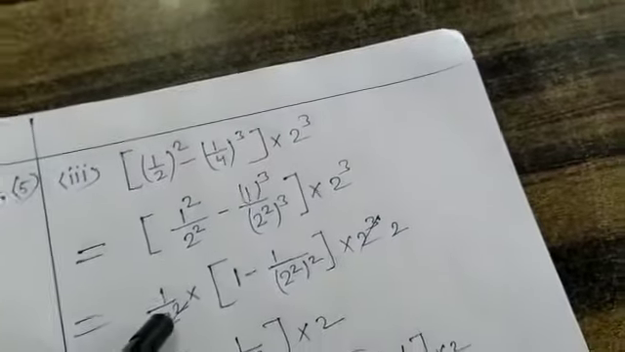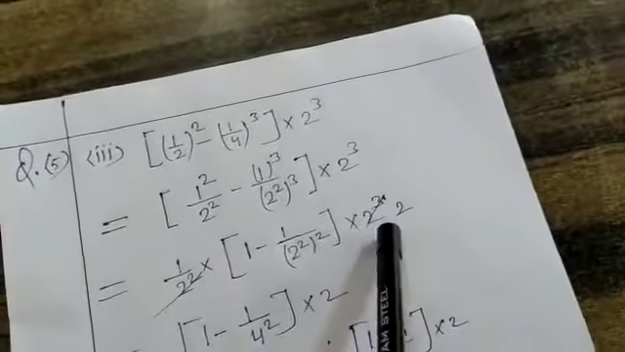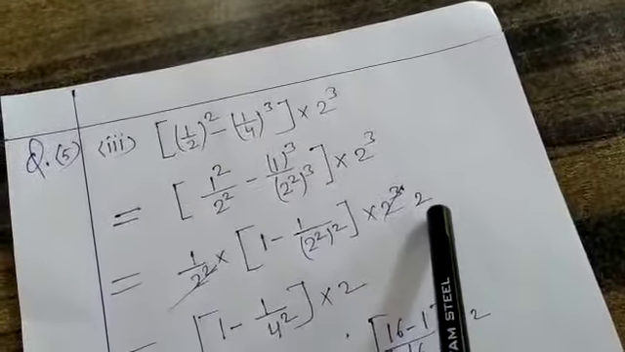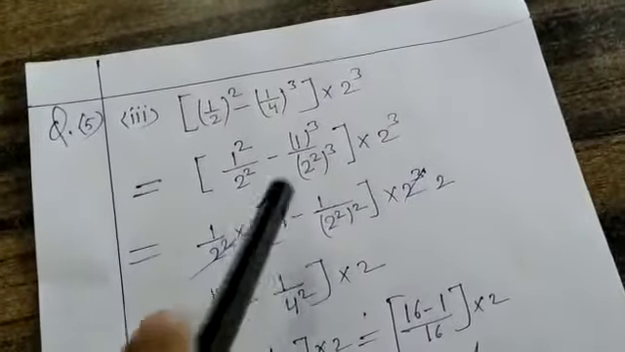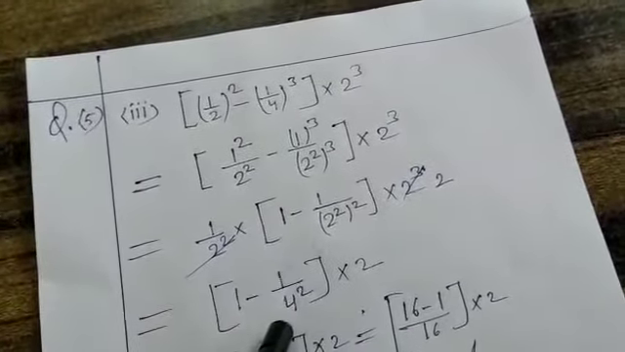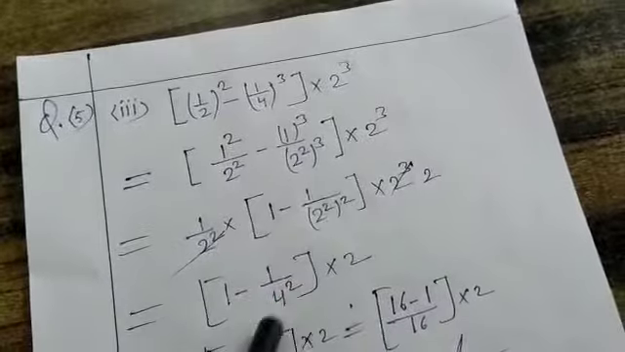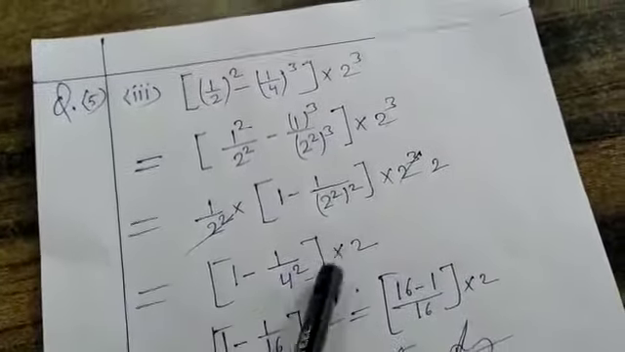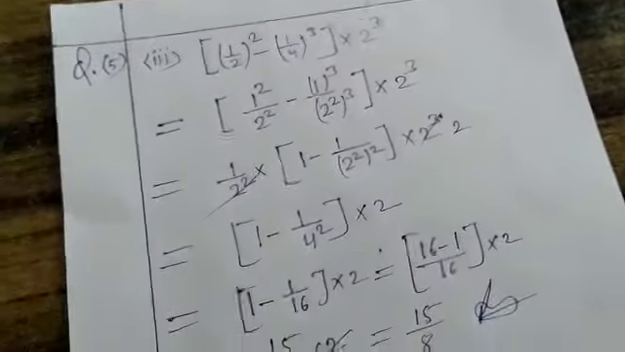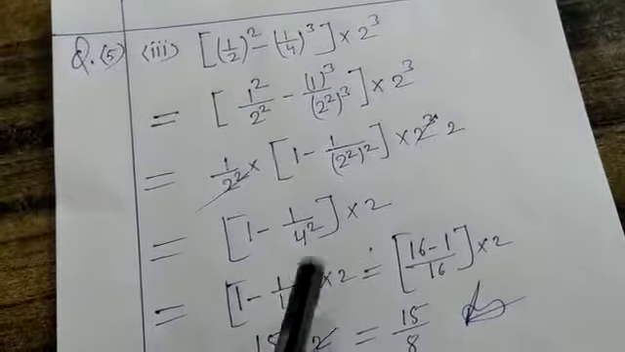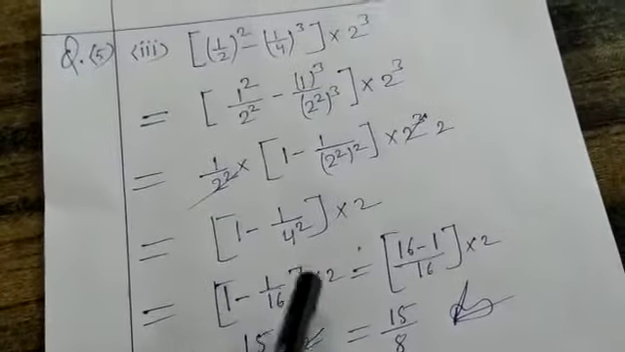Now you can cancel this 2 square with this 2 cube, and then 2 will remain here, and then 1 minus, for 2 square you can write 4, 2 2s are 4, and power 2 will remain, 4 square. 1 minus 1 by 4 square into 2, 2 from here. Then 1 minus 1 by 16, because 4 4s are 16, into 2.